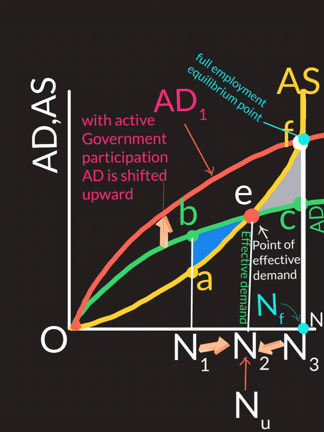In this situation, the government's active participation in the economy with deficit spending will have a positive effect on the shifting of AD and thereby help to reach the full employment level ON3 or NF, that is the full employment situation.